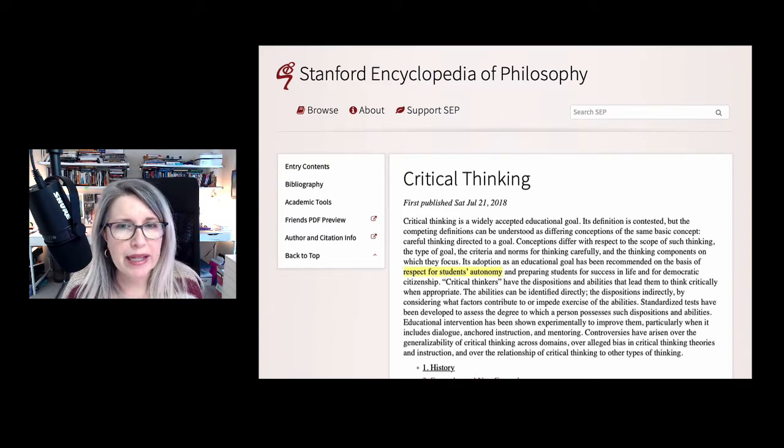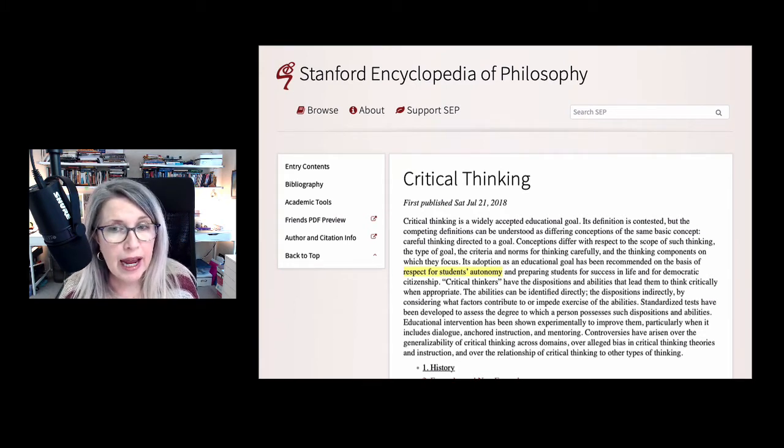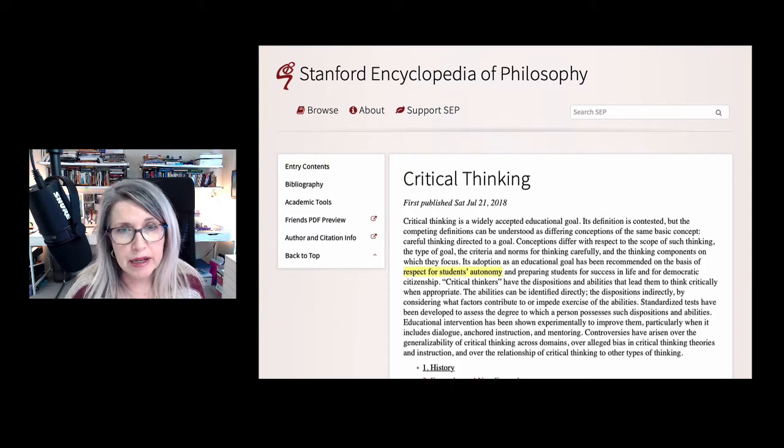Critical thinking is a widely accepted educational goal. Its definition is contested, but the competing definitions can be understood as differing conceptions of the same basic concept: careful thinking directed to a goal. Conceptions differ with respect to the scope of such thinking, the type of goal, the criteria and norms for thinking carefully, and the thinking components on which they focus. Its adoption as an educational goal has been recommended on the basis of respect for students' autonomy and preparing students for success in life and for democratic citizenship.